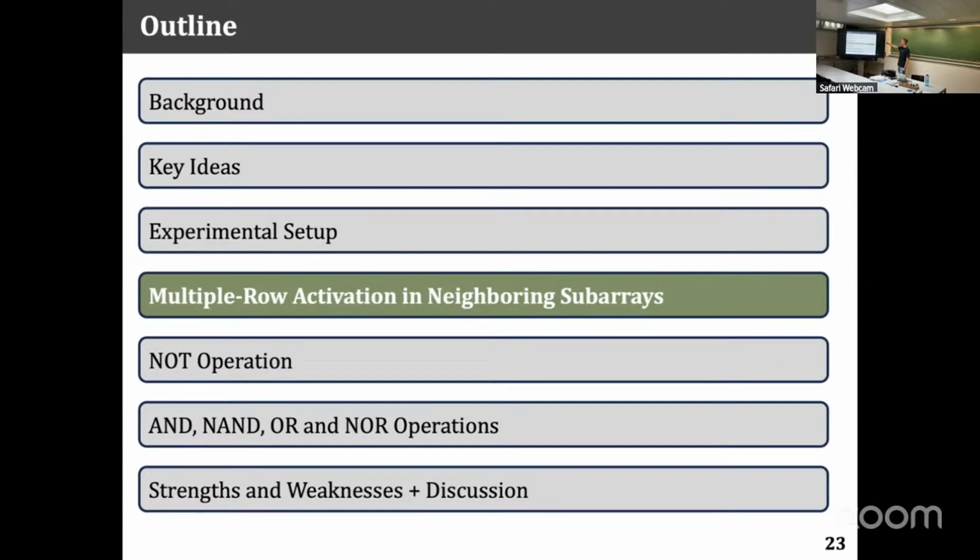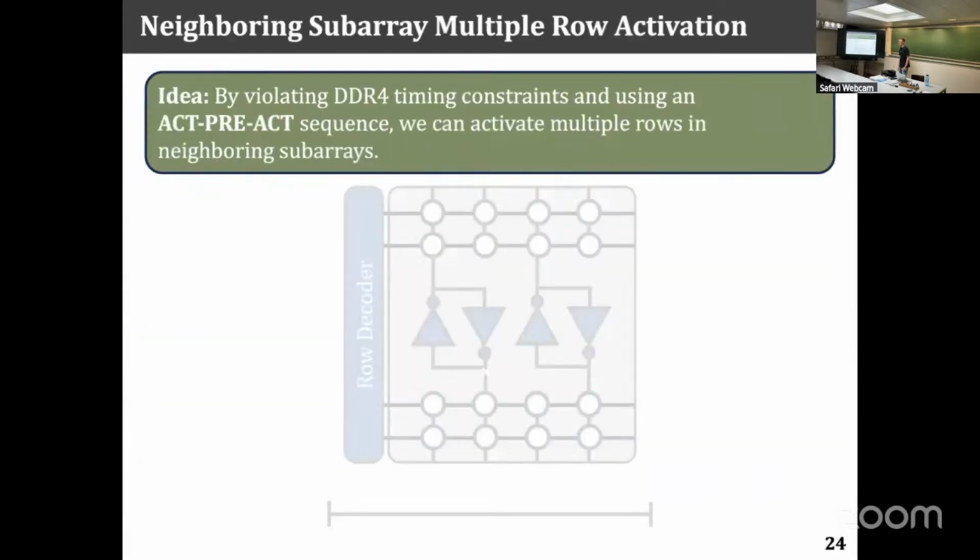So yeah, these are the key ideas as well as the experimental setup. And now I want to discuss the key ideas in a bit more detail. So let's start with the neighboring subarray multiple row activation. As I already said, the key idea here is to craft a special sequence of activate, pre-charge, activate commands that don't follow the normally required timing parameters. So normally you have to wait before activating a row and pre-charging it again for the charge sharing and the sense amplifiers to do their job.